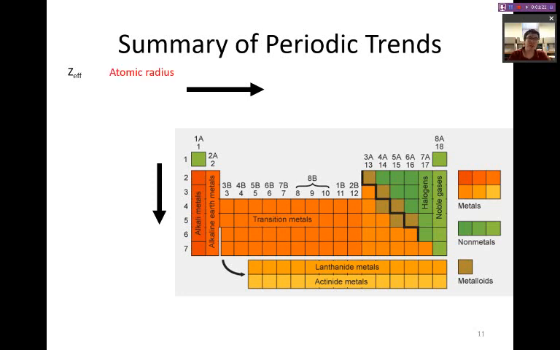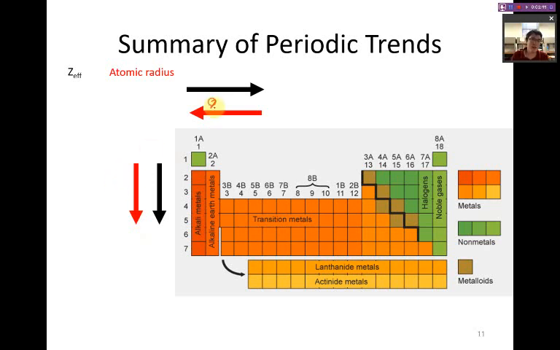Atomic radius is the second periodic trend that we looked at. We saw here that our largest elements are those that are on the bottom left-hand corner, and that our smallest elements are on the top right-hand corner. In other words, atomic radius is going to decrease when we go from left to right, and it's going to increase as we go down.